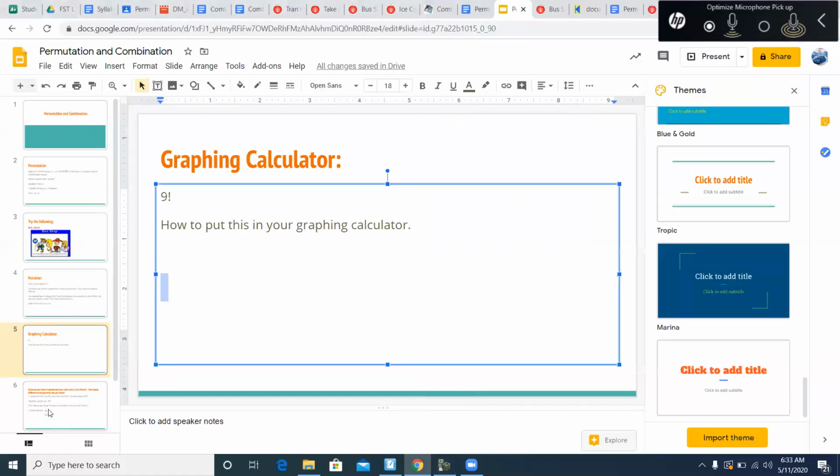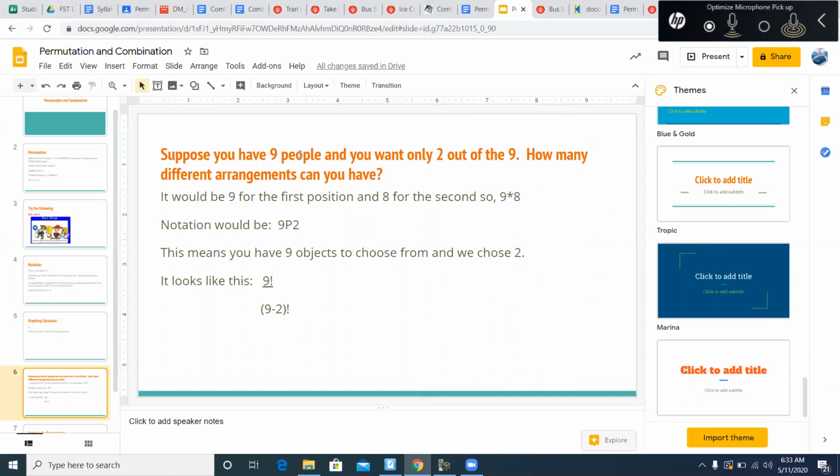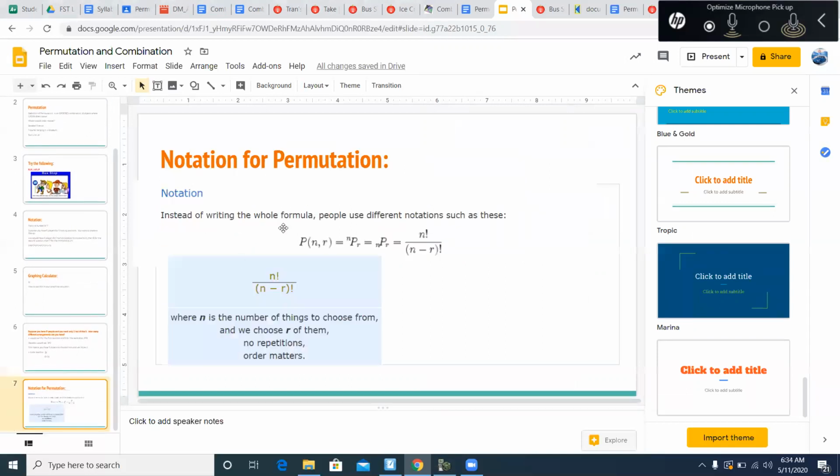Then suppose you have 9 people and you only want 2 out of the 9. You want to figure out all possible arrangements. How many different arrangements can you have? It would be 9 for the first position, 8 for the second position, so 9 times 8. The notation you're going to take a look at today is this one. Sometimes I think of the P as pick, and the R is how many you want to take at a time. N is the number of things you want to choose from, and R is how many you want to choose of them. So N pick R is the way I look at it.